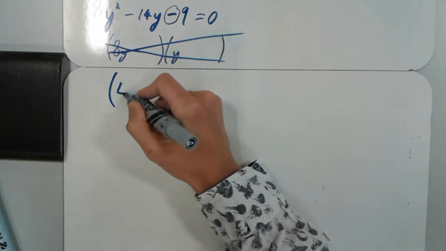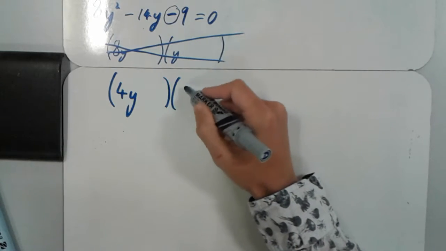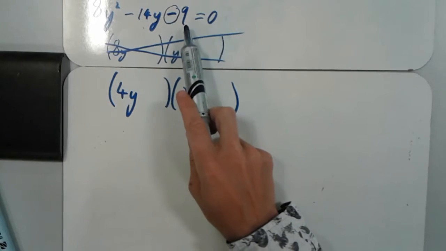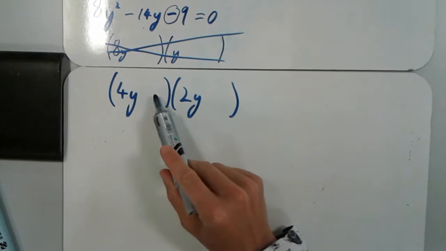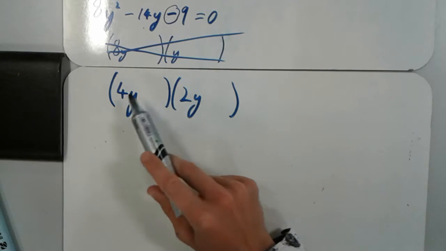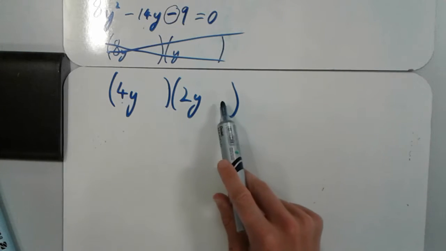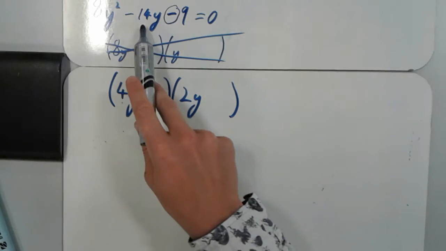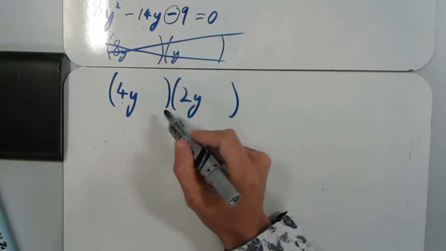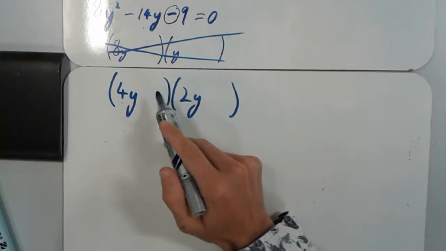Let's just quickly try 4y and 2y. Again, we're aiming for 9. If we tried 9 and 1, 9 times 2 is 18, and then that 4 times the 1 will give us 4. They will add up to 14, 18 and 4. So now all we need to do is sort out our signs.